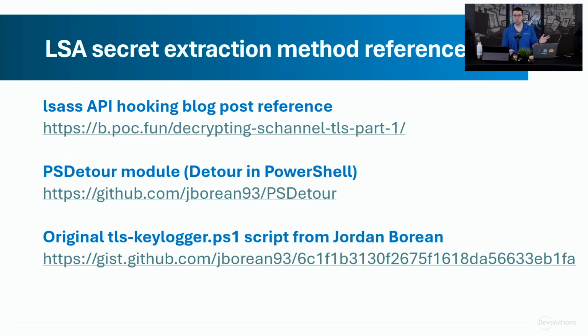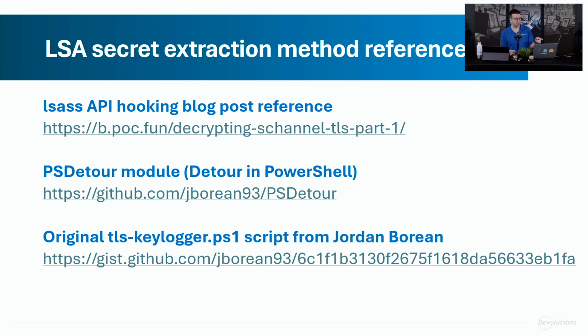Here are my references for how you extract TLS pre-master secrets from the LSA. I didn't do the research work. I didn't even do the original code. I just took it from a friend. But the blog post here has all of the details on how you hook the LSA and grab it from the encrypt APIs. So you attach to the LSA, and then you API hook a few function calls that deal with those pre-master secrets, and then you can dump them to a file.